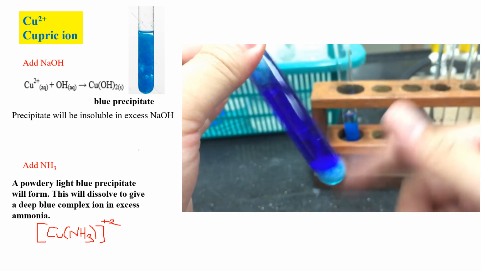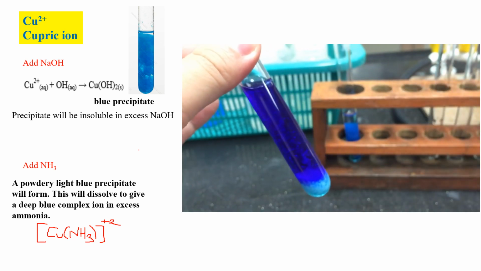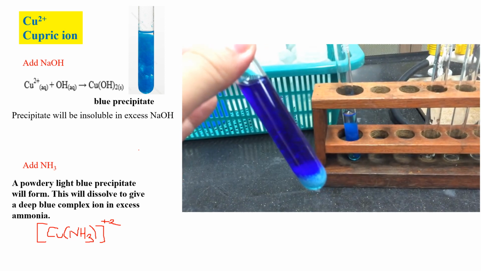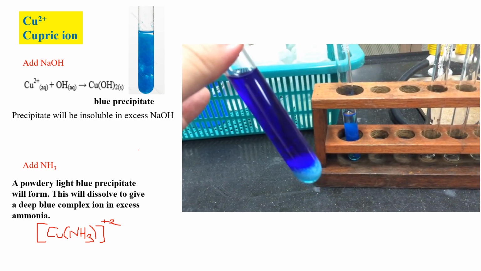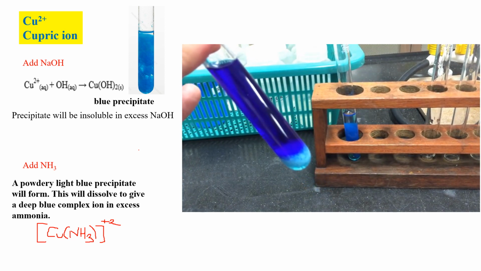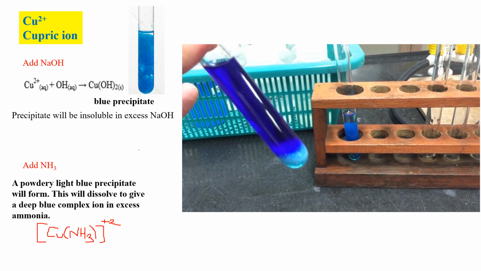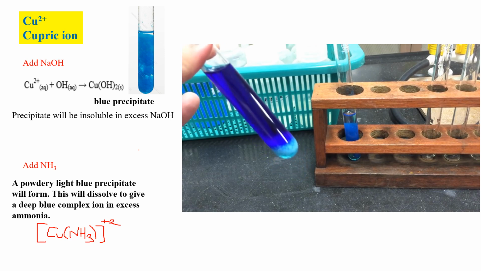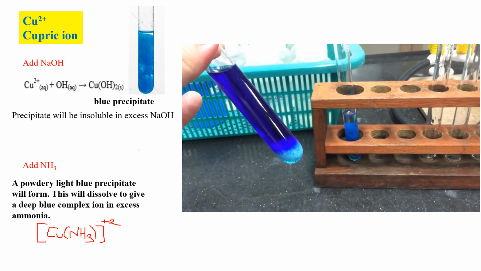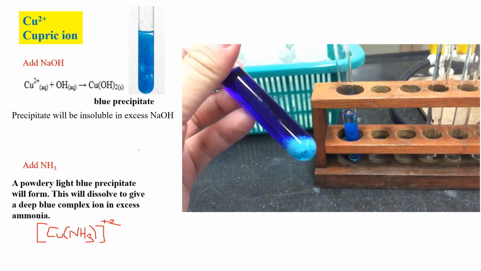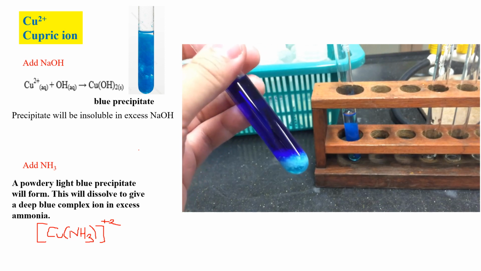Sometimes you may find that there's too much precipitate for it to dissolve entirely. If this happens, you may pour off some of the solution and leave only some of the blue precipitate behind. Then, repeat by adding excess ammonia solution to the blue precipitate.